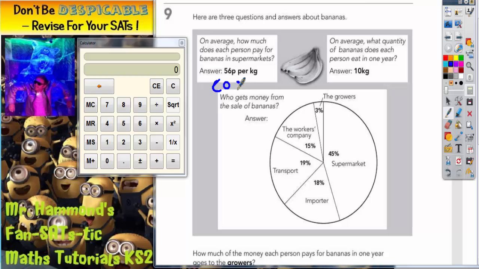So that's the cost. On average, what quantity of bananas does each person eat in 1 year? That's 10 kilograms. So that's the quantity each person eats.